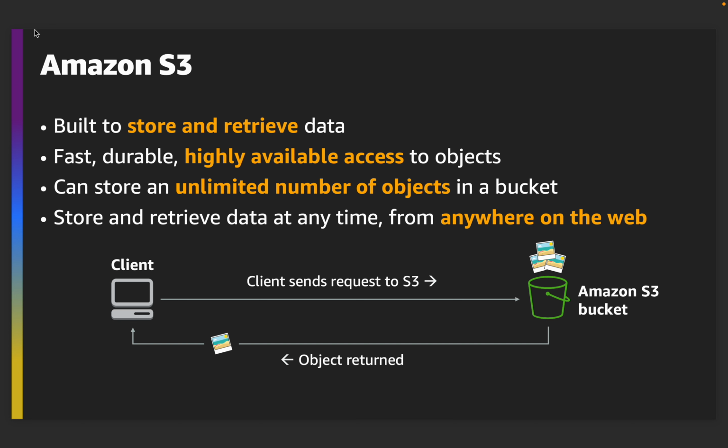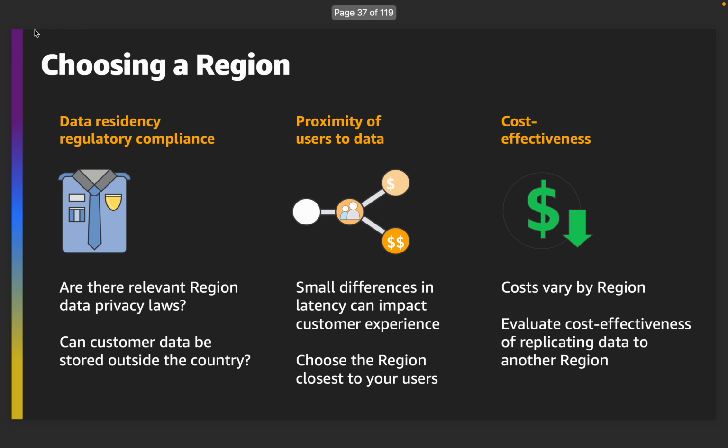Amazon S3 is built to store and retrieve data with fast, durable, highly available access to objects. You can store an unlimited number of objects in a bucket, and store and retrieve data anytime from anywhere on the web. The client sends a request to S3, and S3 checks the Amazon bucket and the object to be written. Choosing a region: data residency and regulatory compliance. Is there any relevant data privacy law? Can customer data be stored outside the country? There are some rules that data must be stored in the same country.